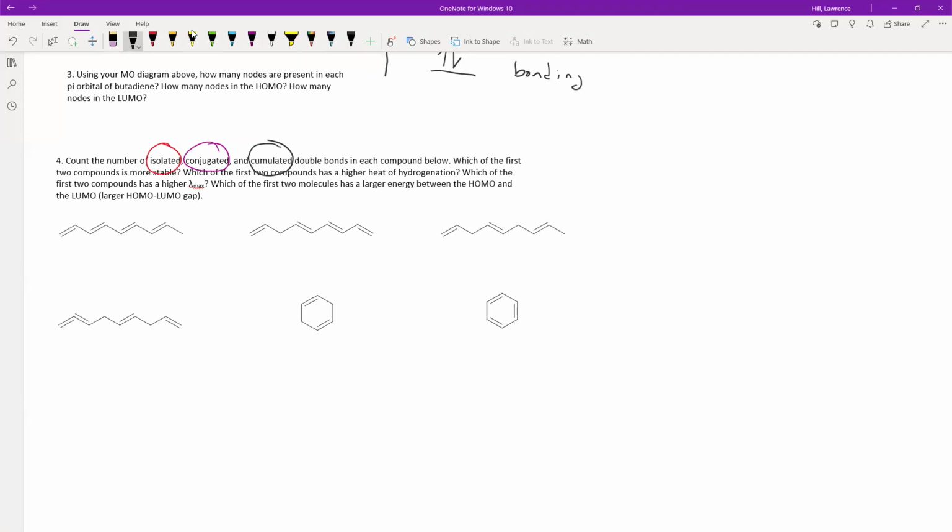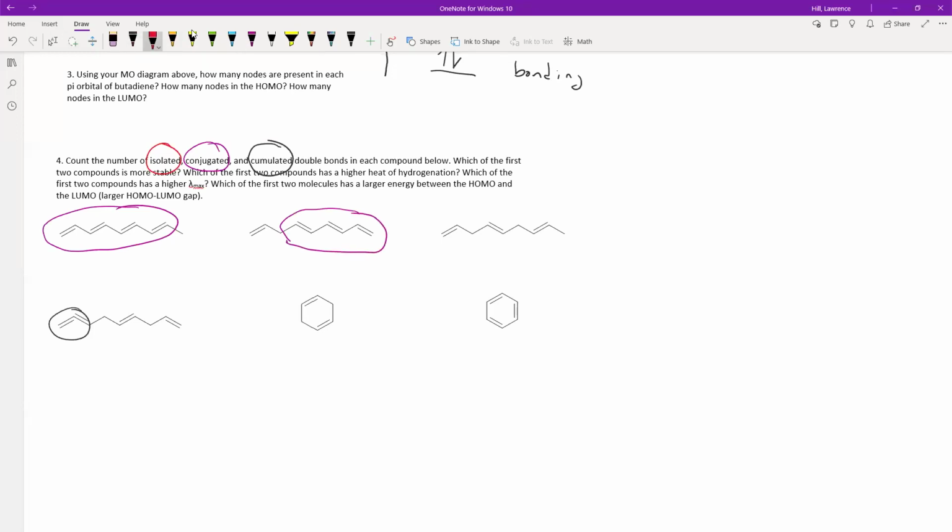So any accumulated double bonds here? Yes, here are some accumulated double bonds. Nowhere else. Remember, accumulated are the sort of weird ones. What about conjugated? We need double bonds that are conjugated. Well, here, all 4 of these are conjugated. You have alternating double bond, single bond, double bond, single bond, double bond, single bond, double bond. That means you have a conjugated system. All of these are conjugated, but the one on the end over here is not.